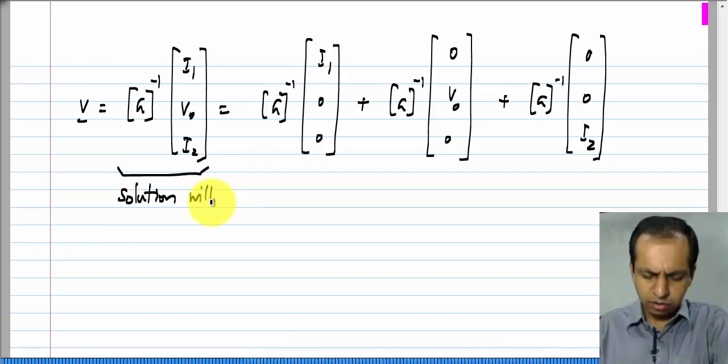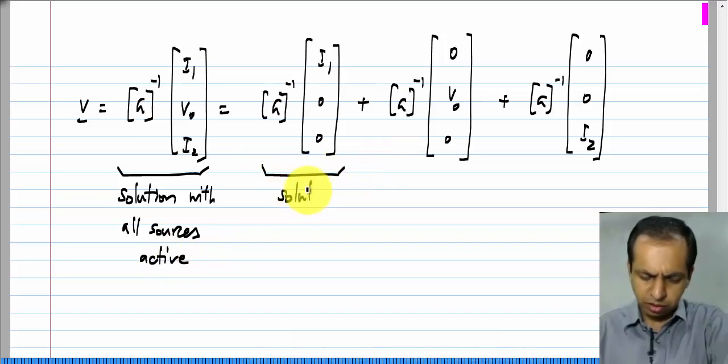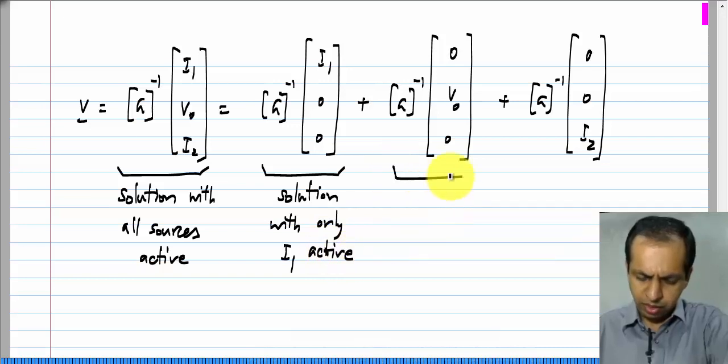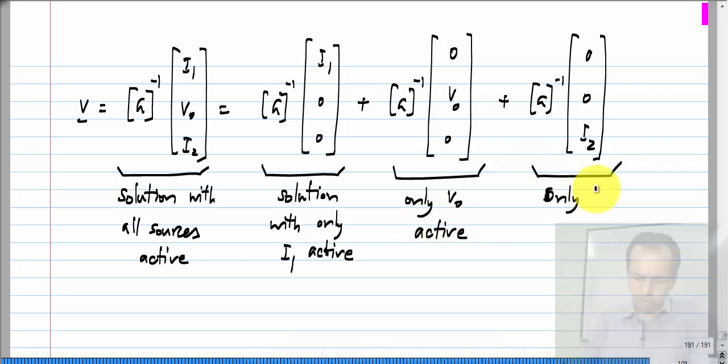This is the solution with all sources active. This is nothing but the solution with only I 1 active, and this is the solution with only V 0 active, and finally, this is the solution with only I 2 active. Okay. So, this solution with all sources active being the sum of the solution with only I 1 active plus the solution with only V 0 active plus the solution with only I 2 active.